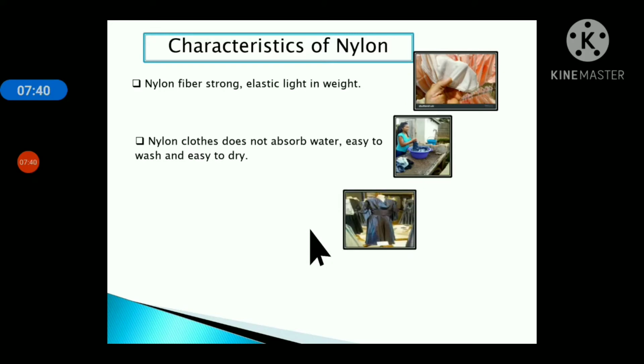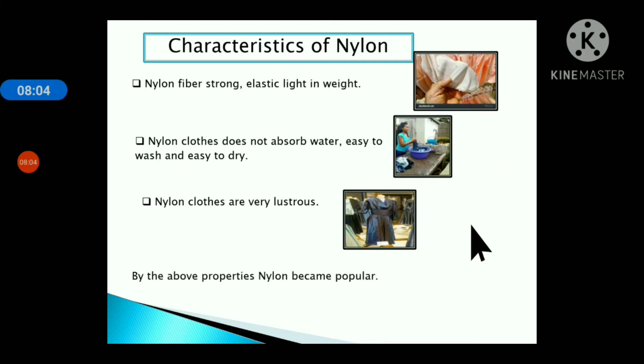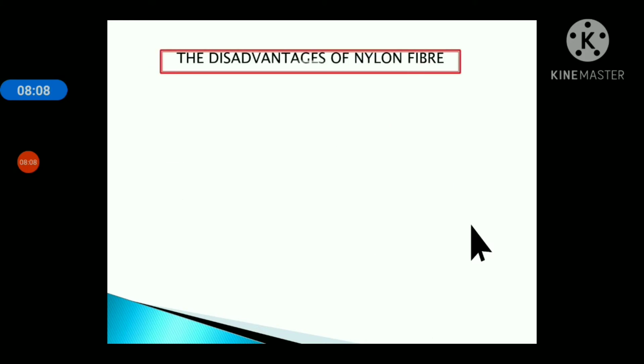Another one is, see here children, this dress is very shining. Shining means lustrous. Nylon clothes are very lustrous. So this is also a very famous characteristic of nylon. These characteristics made nylon very popular. So by the above properties, nylon became popular. Now the disadvantages of nylon fiber.